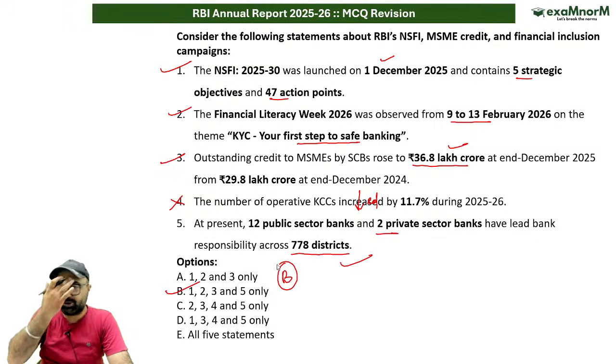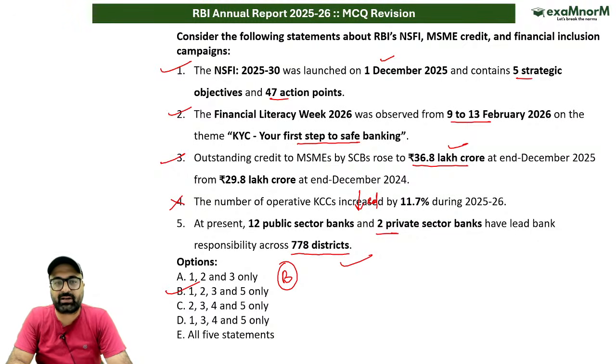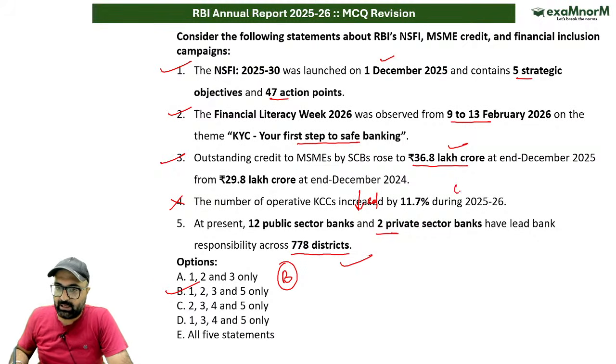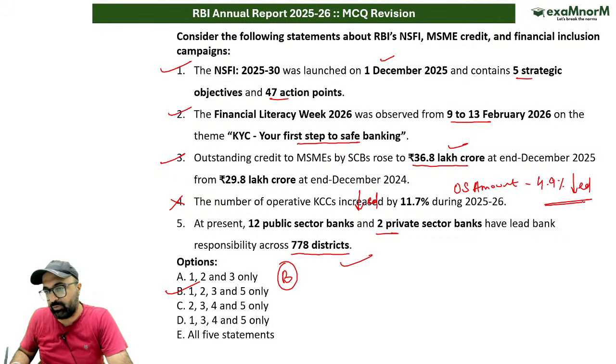बी ऑप्शन, क्योंकि जो KCC accounts हैं, their count has been decreased by 11.7% and their outstanding amount has also declined by 4.9%. ठीक है जी, याद रहेगा?